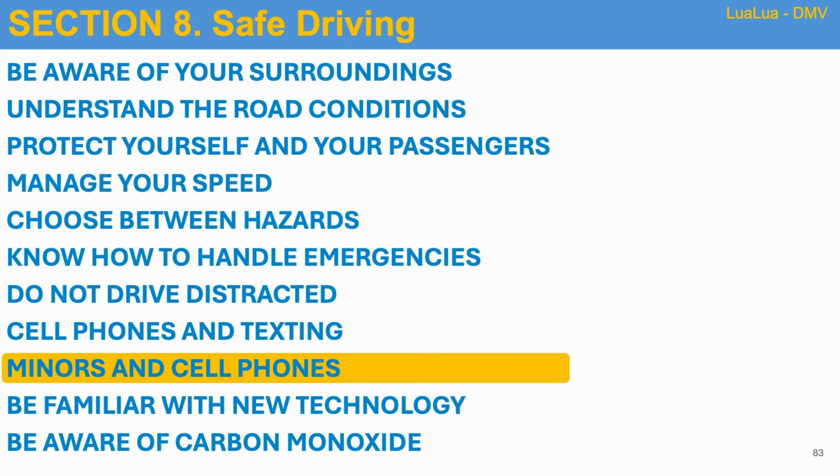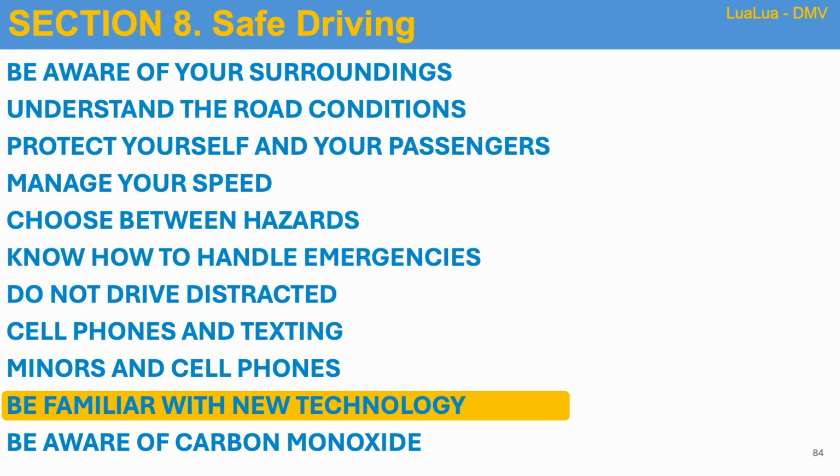Minors and cell phones. It is against the law for a minor to use a cell phone or electronic wireless device to answer calls and send or respond to text messages while driving. Exception: minors may use a cell phone to make a call for emergency assistance. Be familiar with new technology. The technology in vehicles is always advancing. We will see more self-driving vehicles and vehicles with advanced driver assistance systems, ADAS, on the road. Vehicles with these systems may respond to road situations differently than a human driver would.